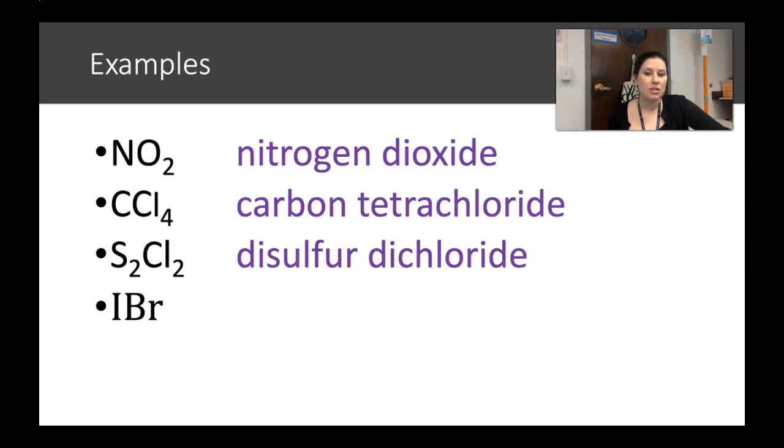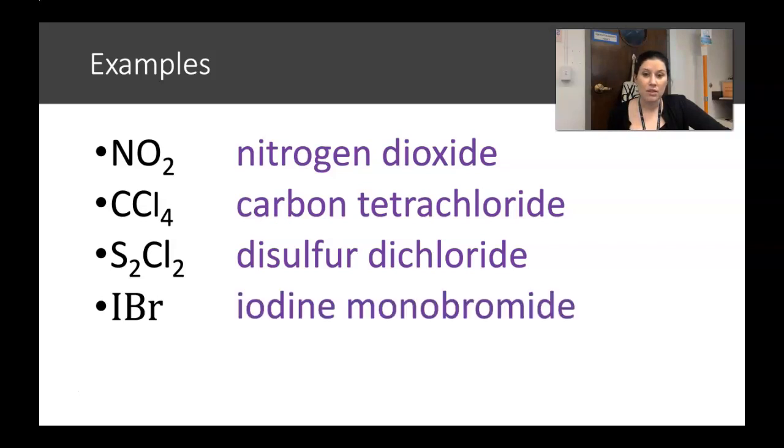Now this last one here, you'll notice I changed the font because I want to make sure you know that's a capital I and not an L. So capital I, Br. So iodine, bromide. I just have one bromine, so it needs to be iodine monobromide. All right, notice there's no mono in front of the iodine.